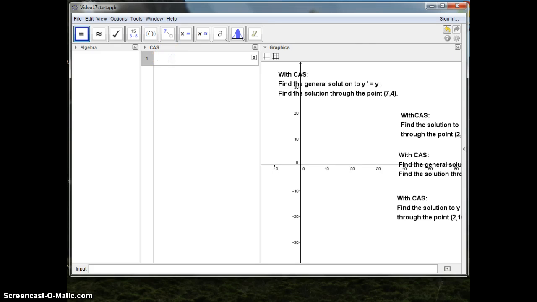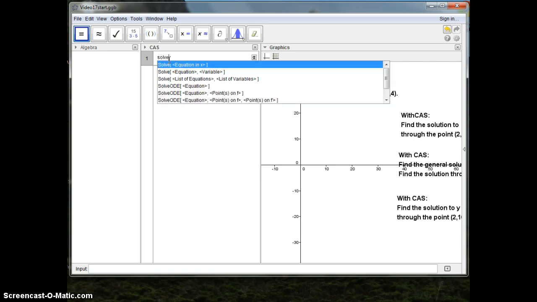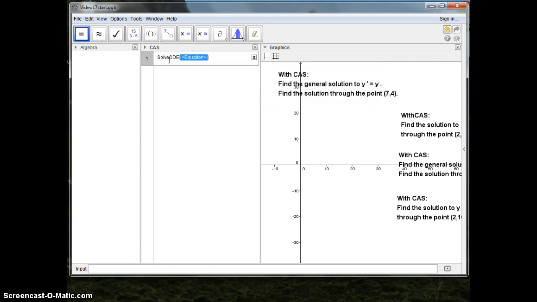So, first I'll solve the ODE, the equation y mark equals y. Here I get a general solution, so I get a constant C3.